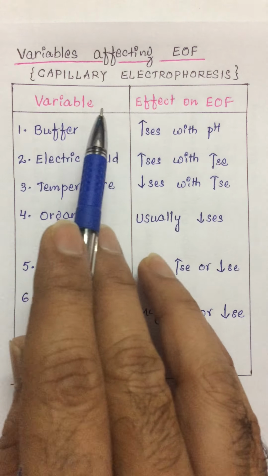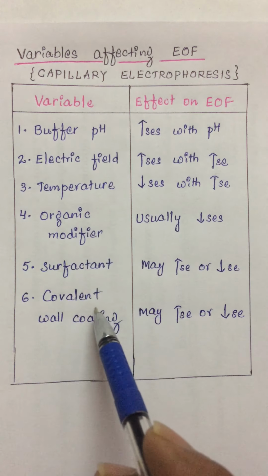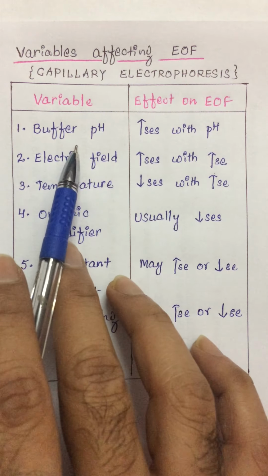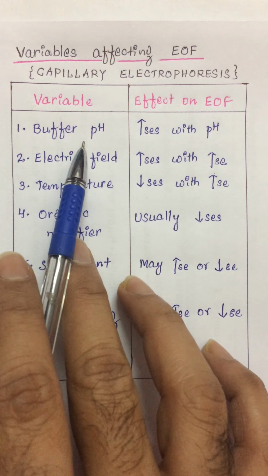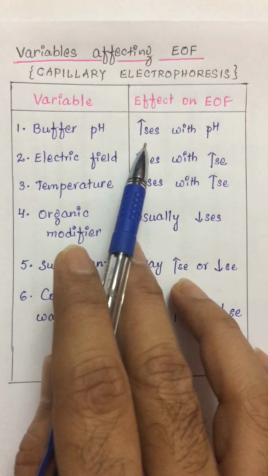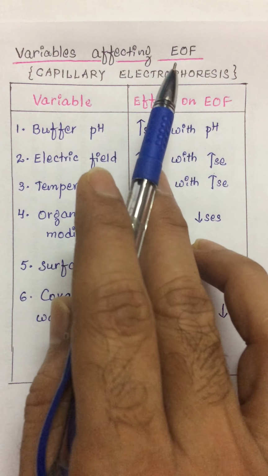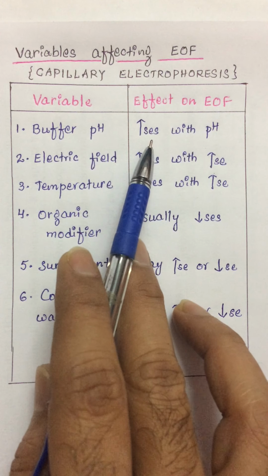We are calling them variables. I am taking 6 important variables. The first one, let us start. It is the buffer pH. The effect on electro-osmotic flow. I am abbreviating, simply calling electro-osmotic flow as osmotic flow.